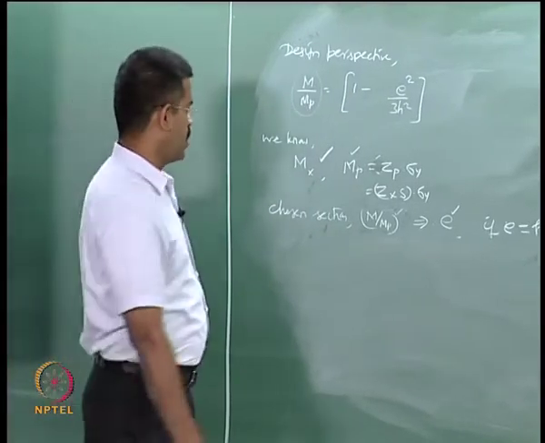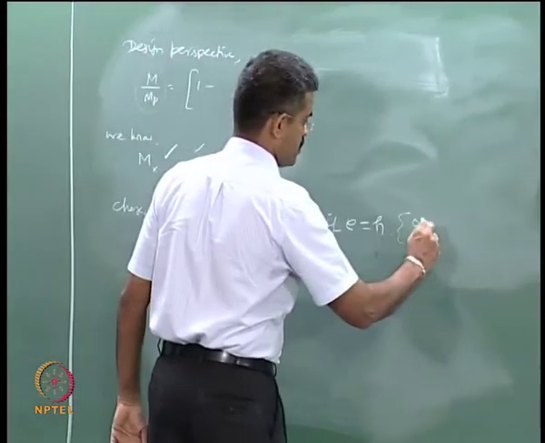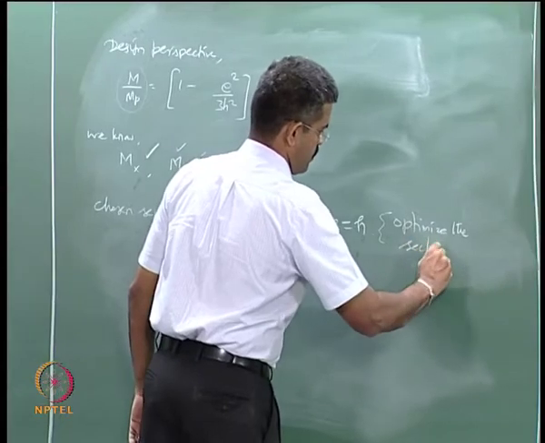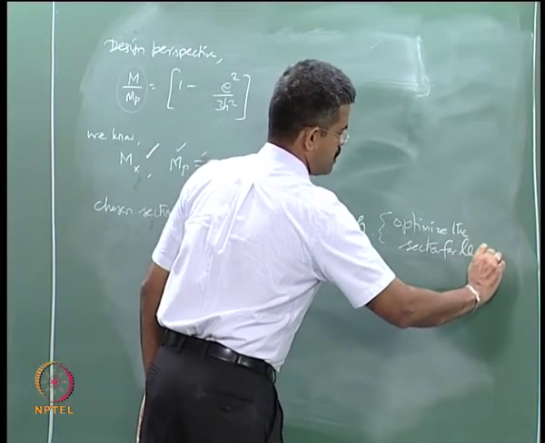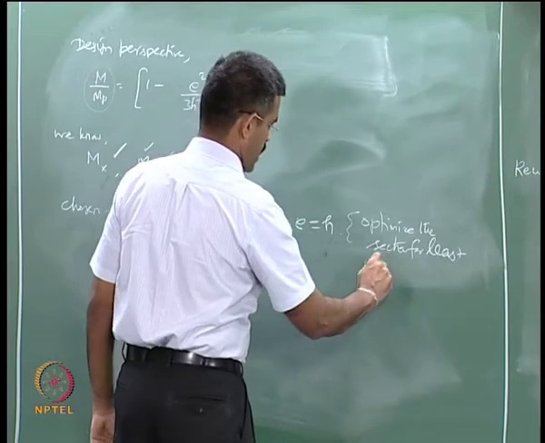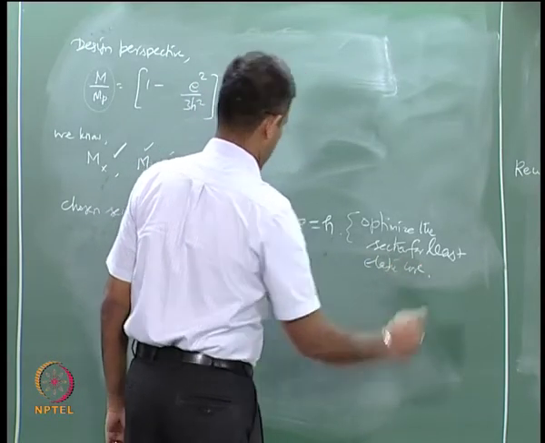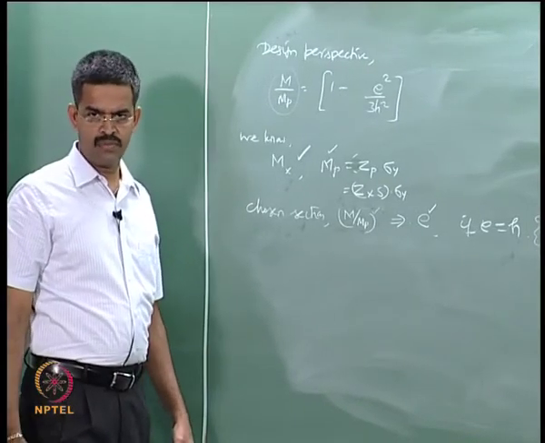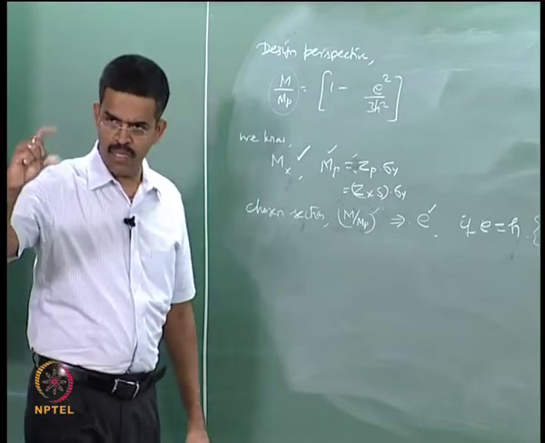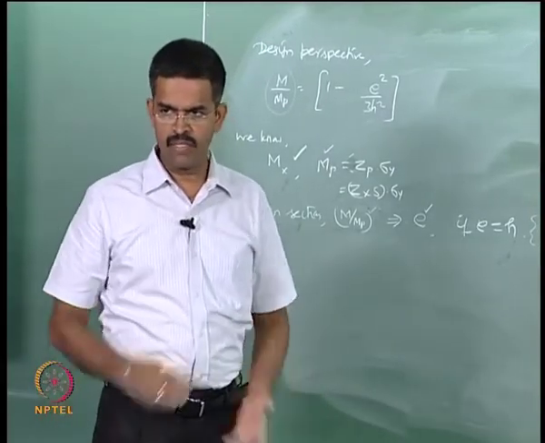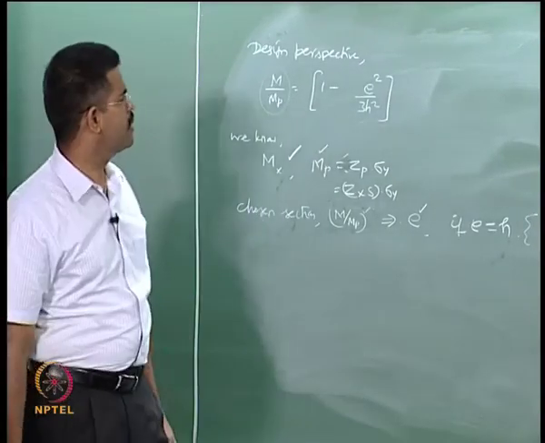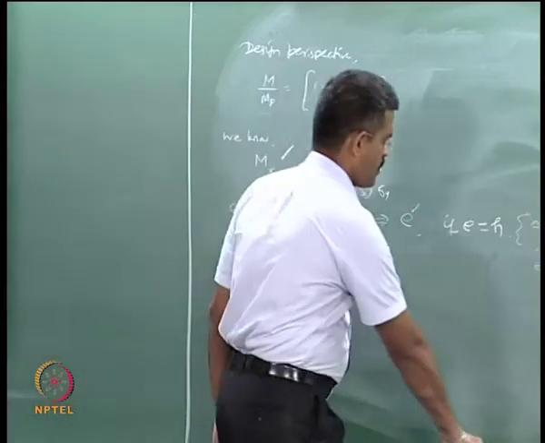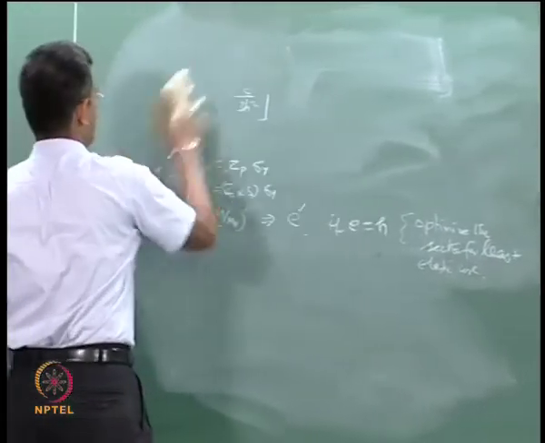So one can optimize a section for least elastic core. Elastic core should be minimized, is it not? Plastic should be the maximum. So that is the design perspective of this.